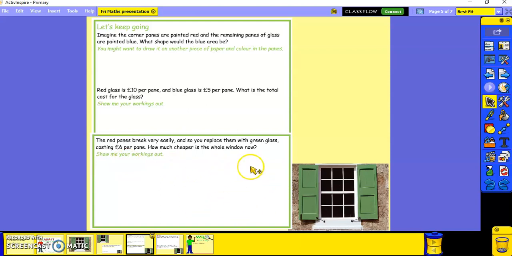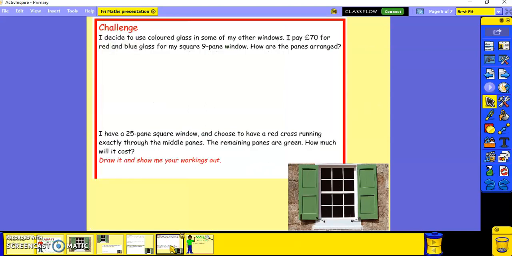So now you need to draw your window again, show me which ones are going to be green, and then tell me how much it's going to cost. So there's kind of 2 steps here, telling me how much it will cost with the new green panes, and also how much cheaper is it than the old windows. You have to find the difference in price. So I'll be interested to see all the different ways that you find to show me that and to solve the problem. And then finally, we've got our red challenge.